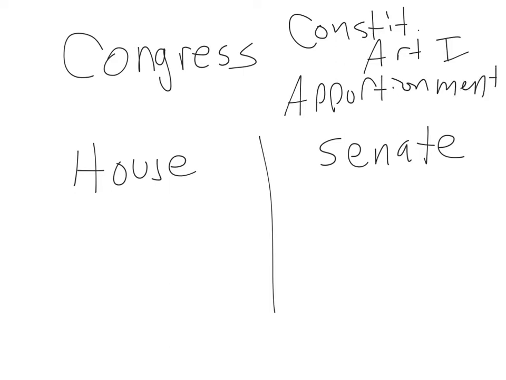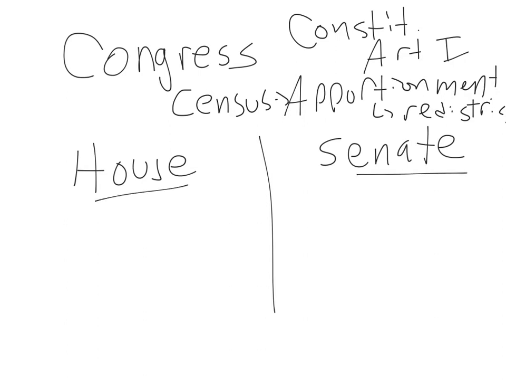This is how we end up with 435 members of the House of Representatives and how many representatives each state gets. Okay? And then remember that that is determined by the census, which then leads to the apportionment every 10 years. And then as they reapportion, we end up having to redraw our districts. And we are looking at redistricting at that point. Okay? So it's making sure that you understand those key ideas about how we get there.